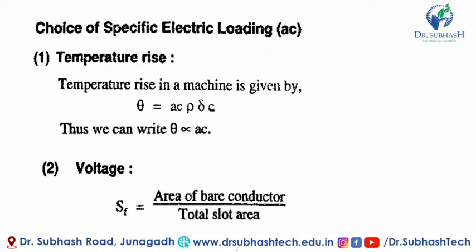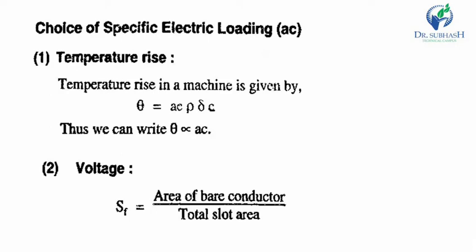First of all, we see the choice of specific electric loading. Specific electric loading, which we described in the previous lecture, is mainly defined as the total stator ampere conductor divided by the stator periphery at the air gap. Total stator ampere conductor means Iz into Z, and stator periphery means pi into D, where D is the diameter of the rotor. Now we see some factors affecting the specific electric loading. First, the temperature rise.